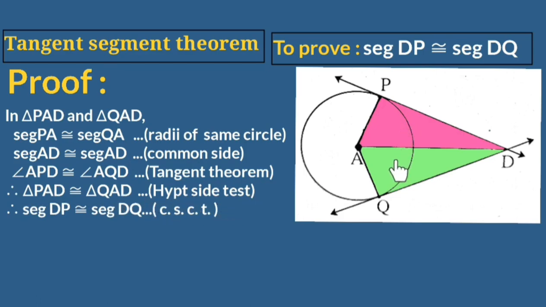Now since these two triangles are congruent, their corresponding sides will also be congruent. Hence, segment DP is congruent to segment DQ. Reason: corresponding sides of congruent triangles, that is CSCT. Hence, we have reached our target, that is segment DP is congruent to segment DQ. In this way, we have proved the tangent segment theorem.